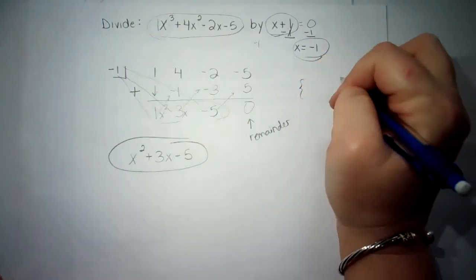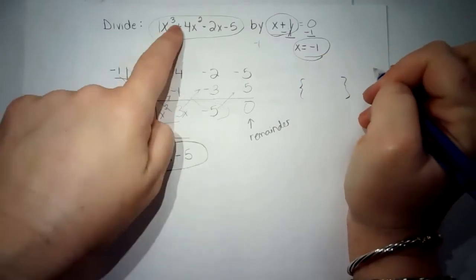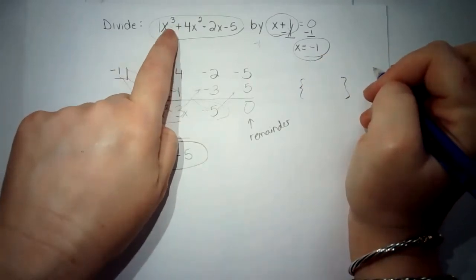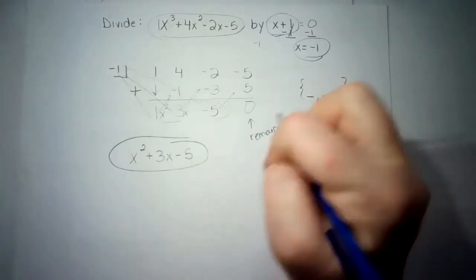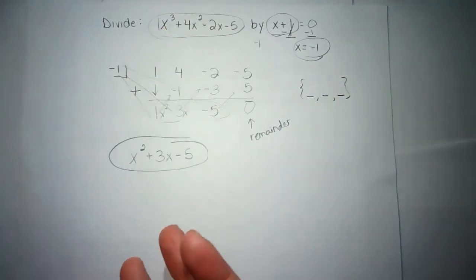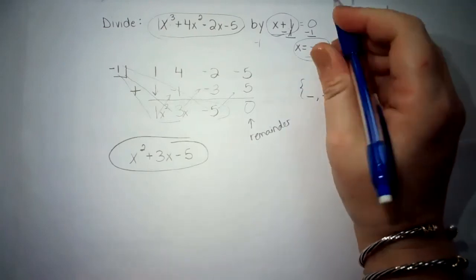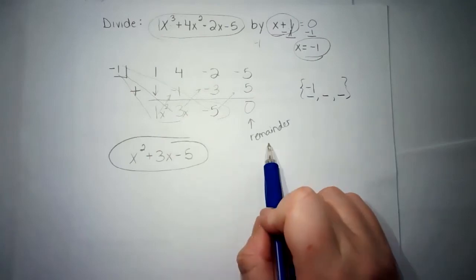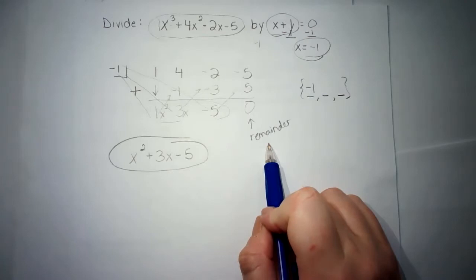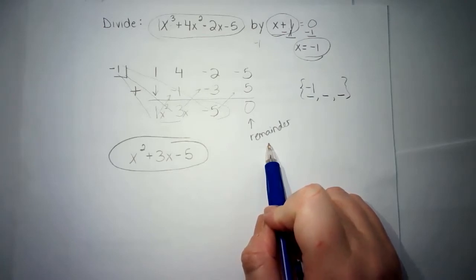So if we had to do a little solution set, how many answers is he going to have total? 3, right? So he would normally have 3 answers. We don't know the other 2, but we know one of them is -1. Now, why do we know -1 is an answer? Because there's no remainder. That's how we know -1 is an answer, because there's no remainder. If there was a remainder, that one's not an answer.